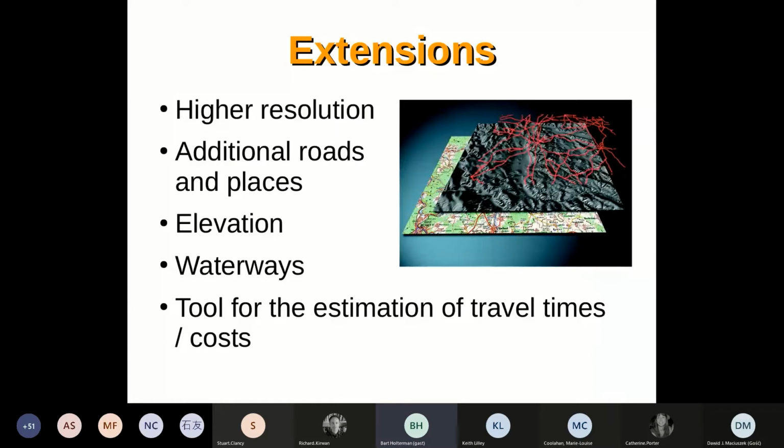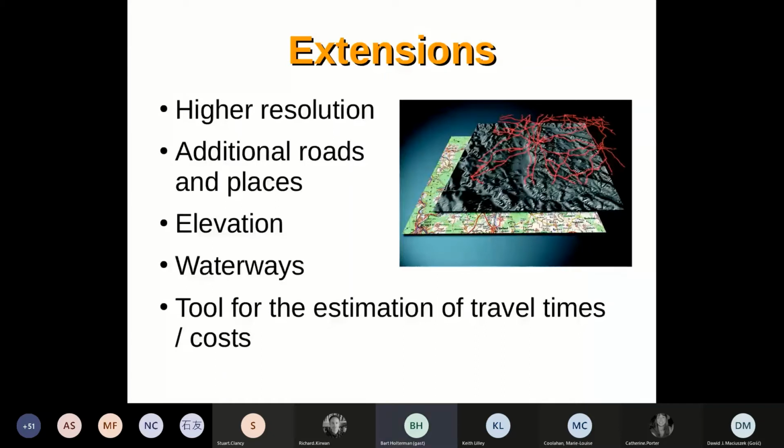What we also wanted to do was include a digital elevation model, because of course the elevation is of much importance if you're actually traveling roads, especially in the higher areas of Europe. And on the other hand, in the lowland areas, usually the waterways are a very important alternative, and in many parts were more important than the land roads. So we wanted to include them as well.